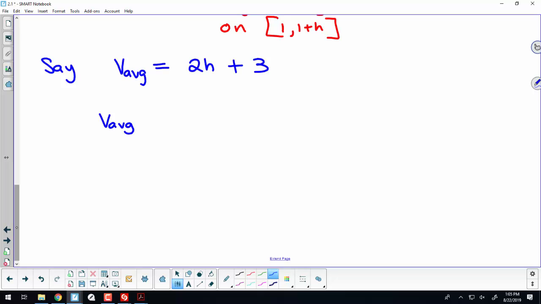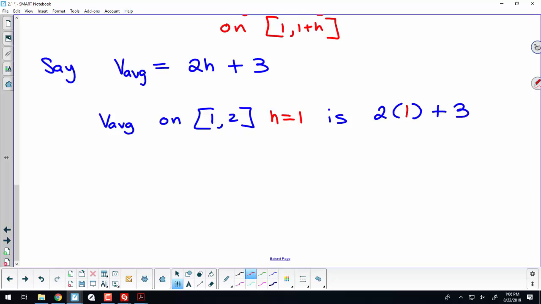So I'll just put 1 here, the average velocity on 1 to 2. h is equal to 1. And again, I totally made this 2h plus 3 function up. So in a sense, it's an easier function to work with as opposed to finding s of 2 minus s of 1 over 2 minus 1, then s of 1.001 minus s of 1. Okay. But either way, you're doing the same thing. It's just a different way to look at it.